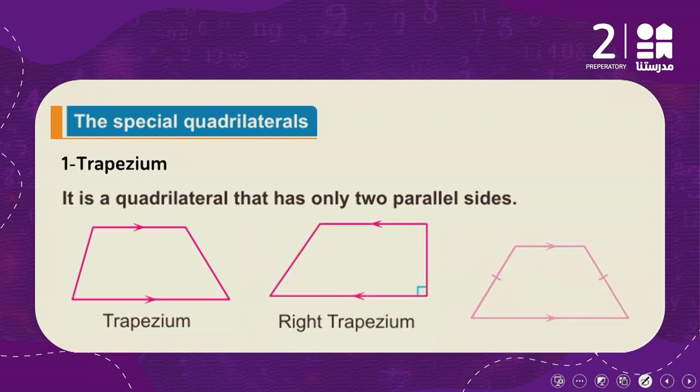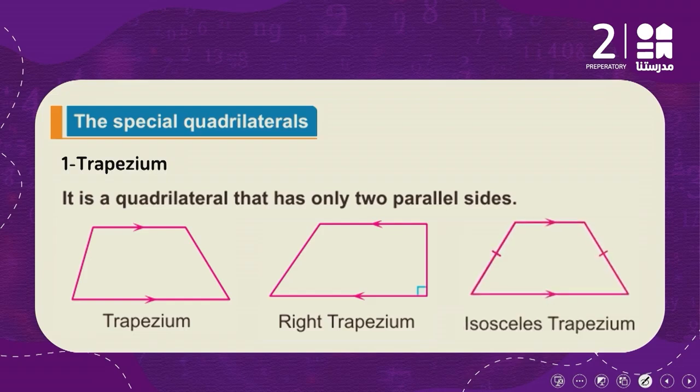We have a lot of shapes like the trapezium. A trapezium is based on 2 parallel lines that are not equal. Take care: 2 parallel, not equal sides. And then we close the shape using 2 lines here and there.